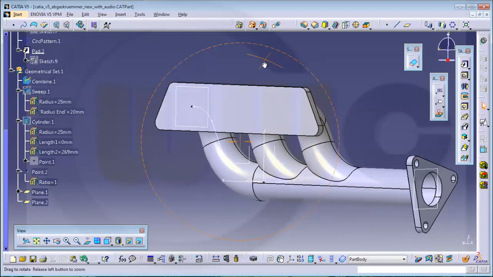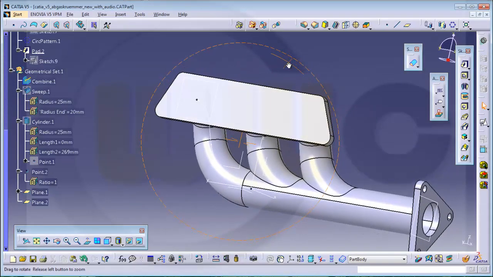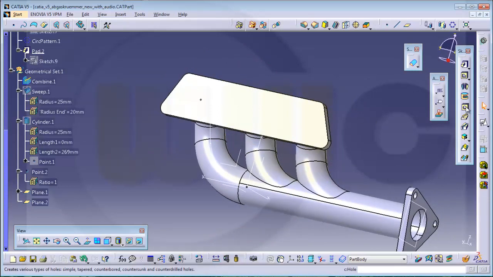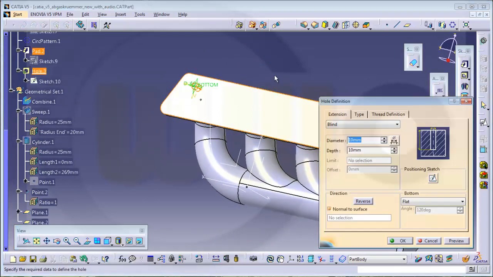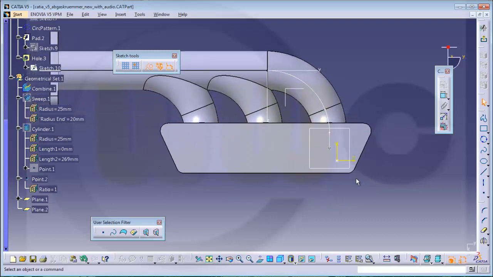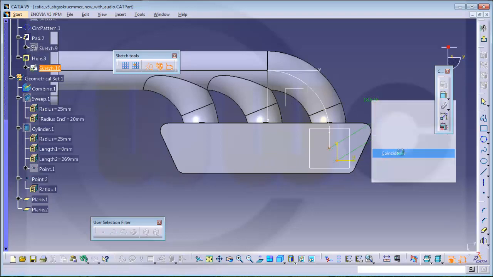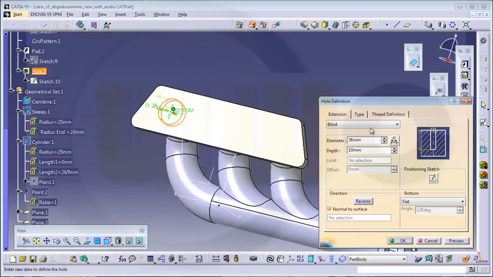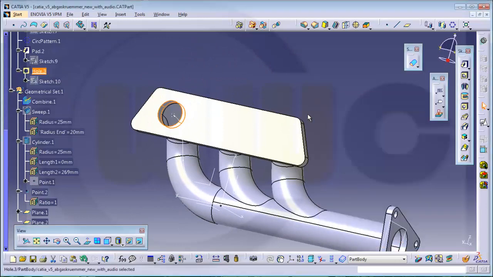Then I need some holes. First one on this plane. Diameter should be 36. Depth 10, yes. A positioning sketch. This point should be right on point 2. Leave the positioning sketch and OK.